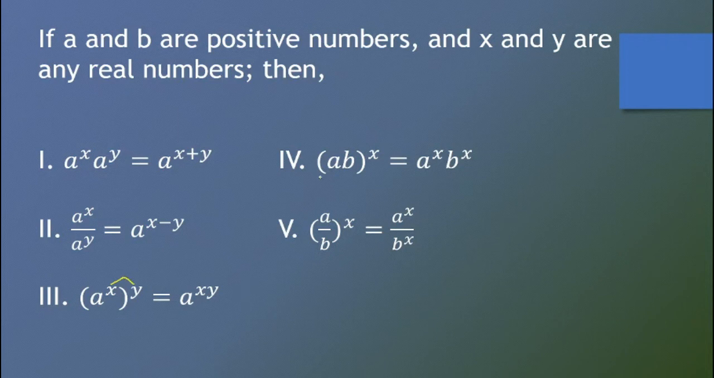Next, for number 4, if two different bases have the same exponent, ang kailangan mo lang gawin ay i-distribute ang exponent sa dalawang base. So, magkakaroon ng a raised to x, b raised to x. Next, same with number 4. So, division naman ito. Ang kailangan mo lang gawin dito, again, is to distribute the exponent to the bases. So, magkakaroon ng a raised to x over b raised to x.